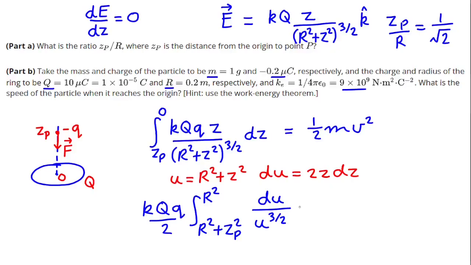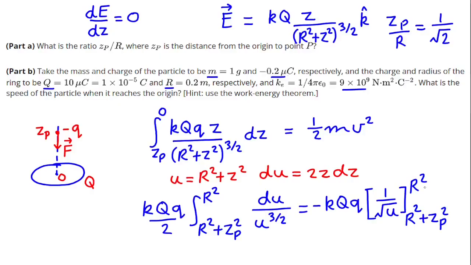And now we can evaluate this integral, which is U to the minus 1/2 on minus 1/2. So what we get is 2 on root U. So we have minus K times Q, where the 2's cancel, and 1 on root U, evaluated at R squared plus ZP squared, and R squared.